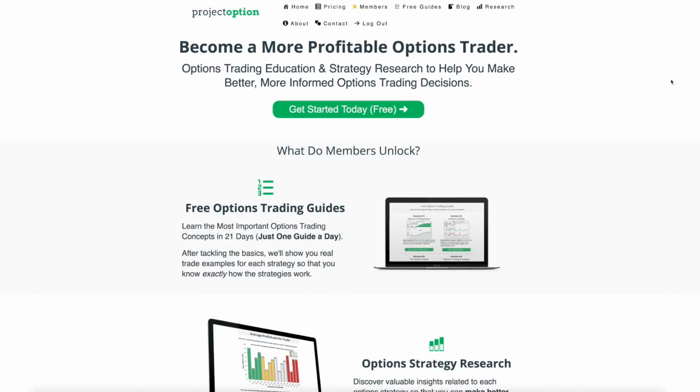So now that we've talked about the top 3 credit spread option strategies, it's important to note that these are not set and forget trades, and there are better and worse ways to trade them.